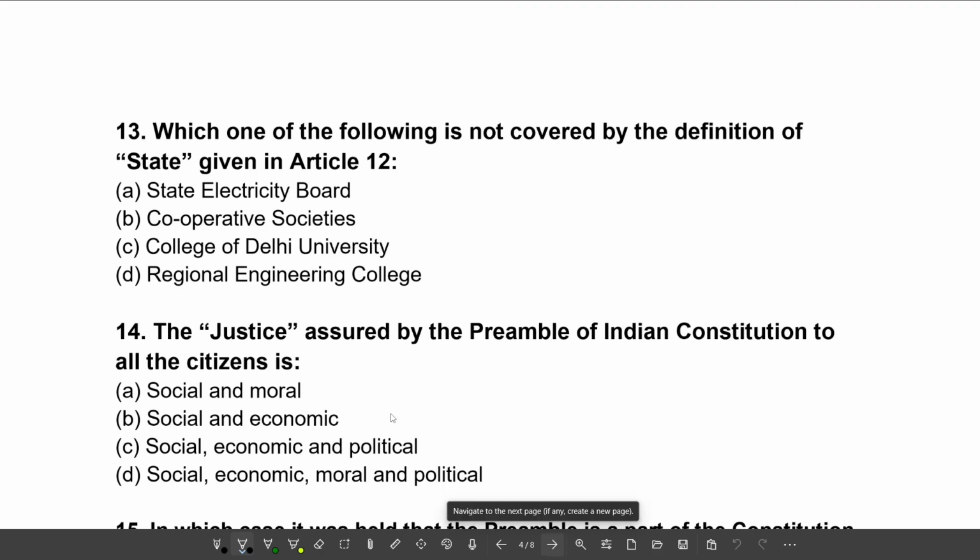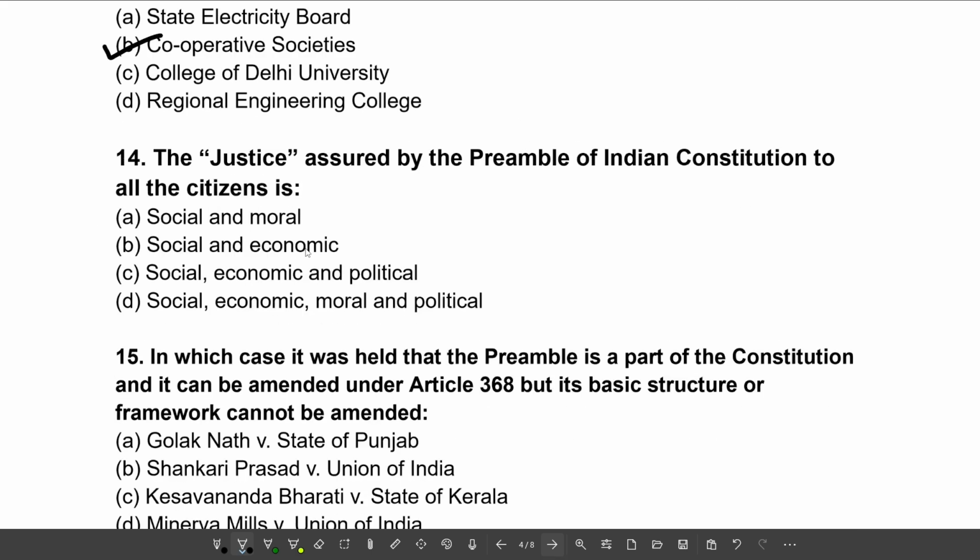Which one of the following is not covered by the definition of State given in Article 12? Option A, State Electricity Board. Option B, Cooperative Society. Option C, College of Delhi University. Option D, Regional Engineering College. So the correct option will be option B, Cooperative Society.